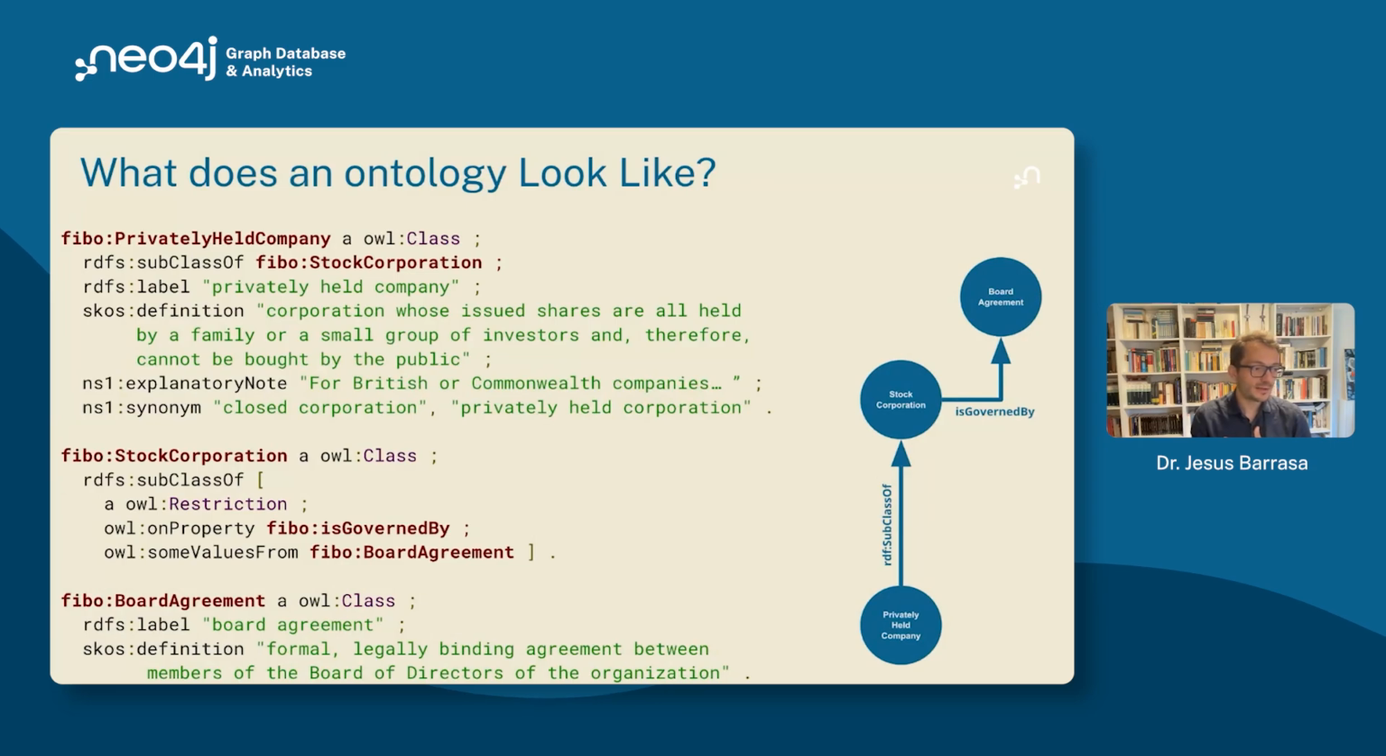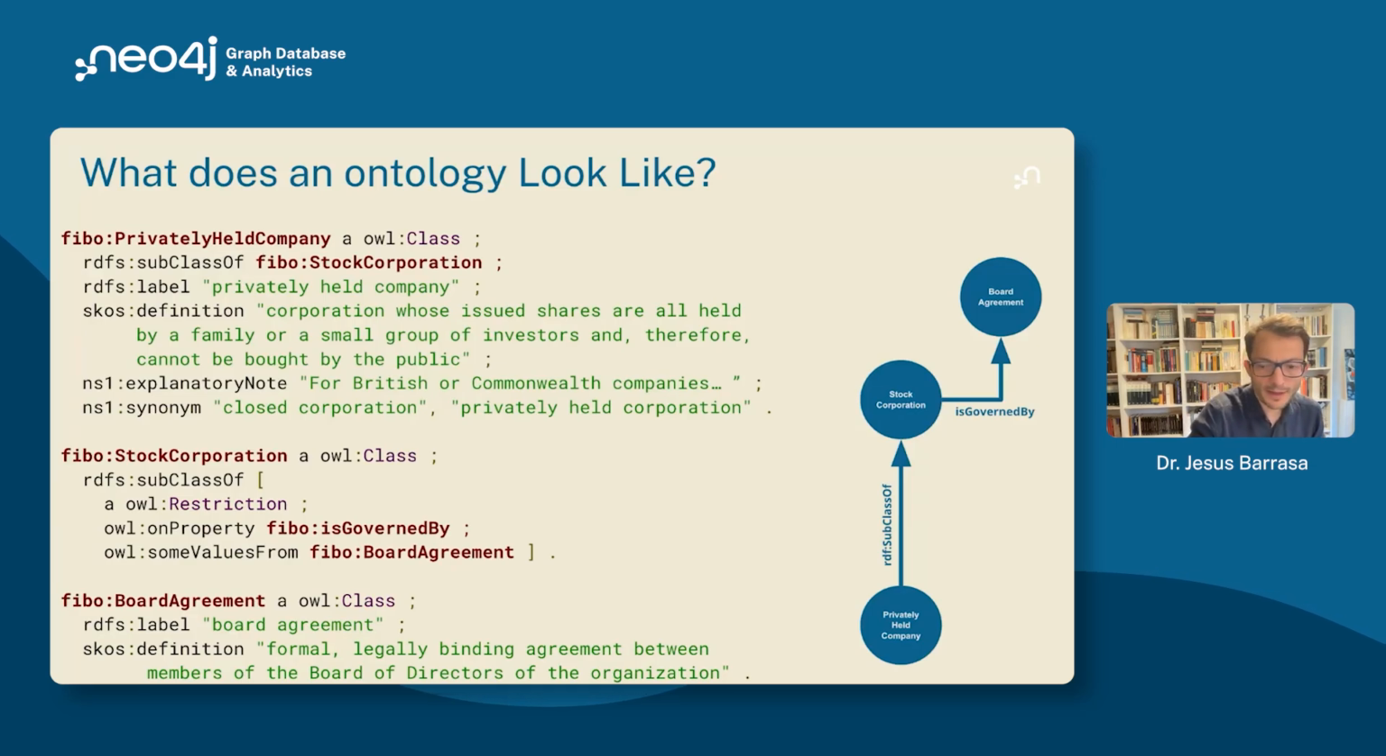So we see that a privately held company is a type of stock corporation, so it's a subclass of it. And a stock corporation is related to a board agreement through the is governed by relationship. Anyway, just to see that this is a description of a domain, a portion of the description of the finance domain by defining some key categories, in this case classes, and how they relate to each other. Now, this is a formal language that can be parsed and that we can use in many different ways.